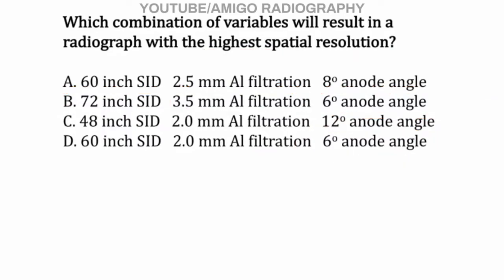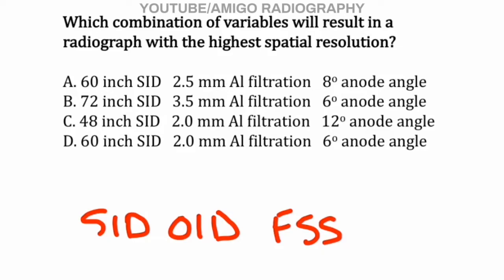Here's another question. It's actually the same variables, but a different image quality factor that we're concerned with. Which combination of variables will result in a radiograph with the highest spatial resolution? There are several things that affect spatial resolution, things like the SID, the OID, even the focal spot size, and everything that affects the focal spot size. So our SID definitely affects spatial resolution, but our filtration does not. So we need to immediately eliminate that variable from our consideration. But anode angle definitely does affect spatial resolution because the anode angle also affects the focal spot size.